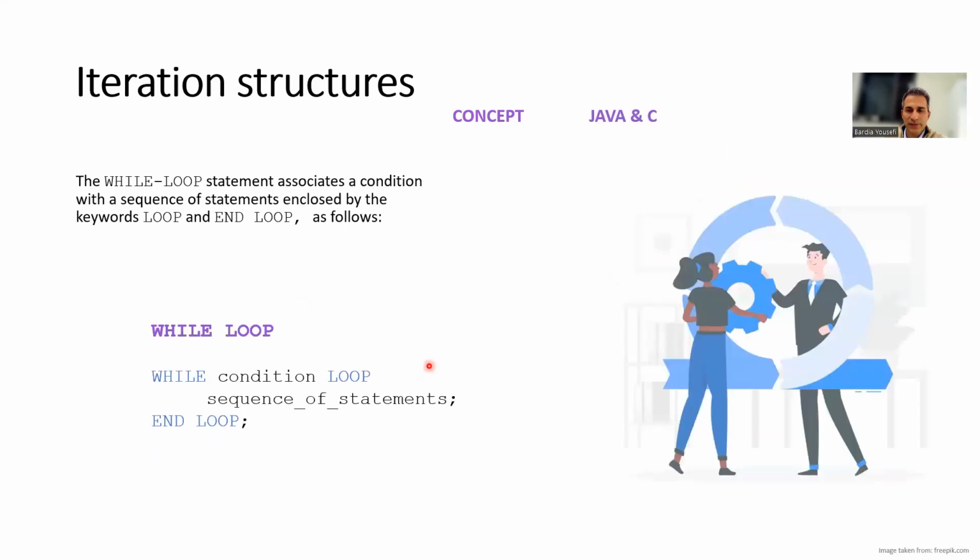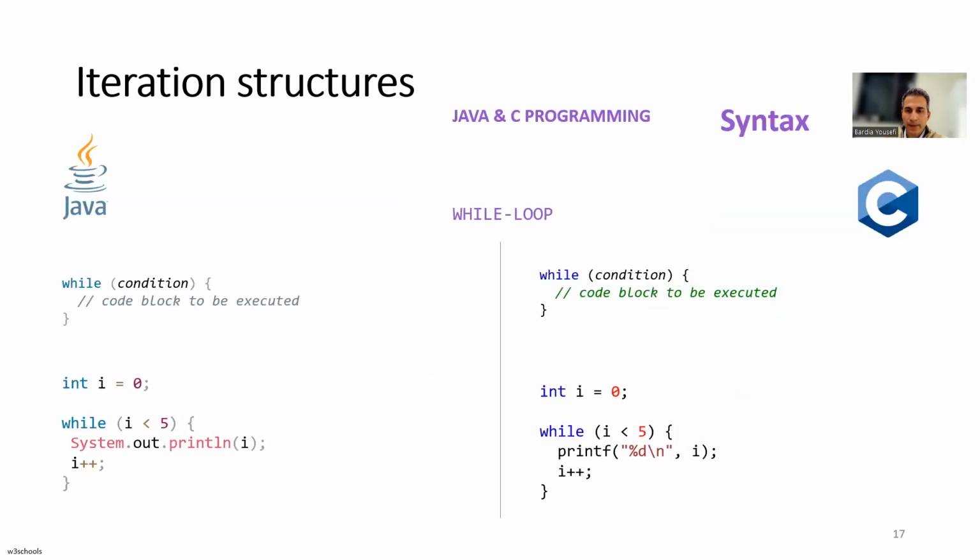The while loop is one of the very commonly used loops in different programming languages, and here you are checking the condition in front of the while, and if it's true, a sequence of statements will be executed. Here are constructs, an example of a while loop in Java and C. Let's run these codes in VS Code to see the result.